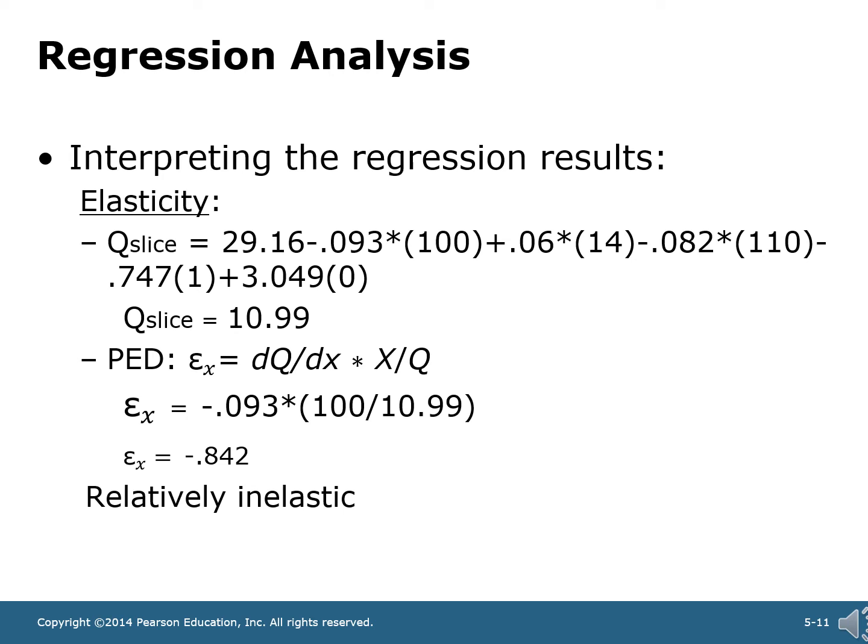Then all we have to do once we get this is ask, is the absolute value of that greater than or equal to 1? It's less than 1. So it's going to be relatively inelastic. We can say the price elasticity of demand for the slice of pizza for a non-residential college in an urban setting with $14,000 tuition with the average pizza slice of $1 and average soda price of $1.10, it's relatively inelastic at this point.